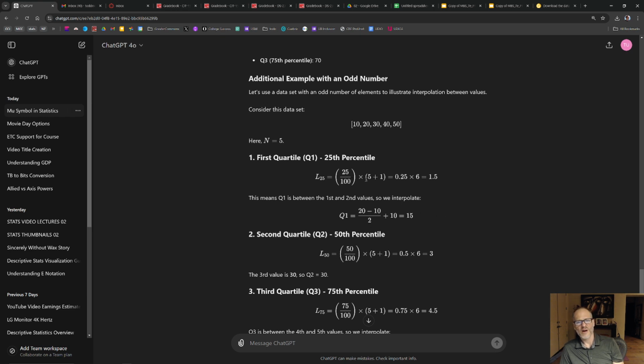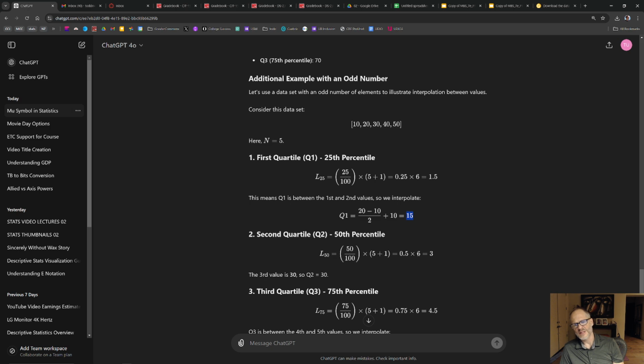So 25 over 100, and we have 1, 2, 3, 4, 5. 5 plus 1 is 6, 0.25 times 6, and that's 1.5. So here's the first one, here's the second one. So 1.5 is halfway between those two, which is going to be 15, and that's our first quartile. So 25% of the data is going to be 15 or less.